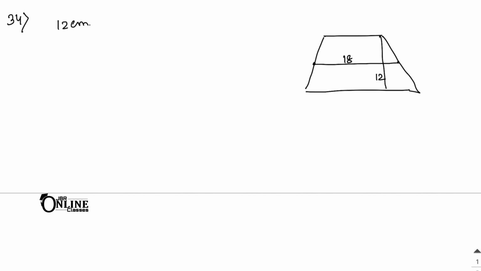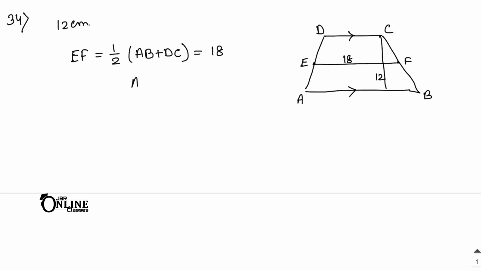So in that case, suppose E and F, that one is EF, and the trapezium is DCBA. So these lines are parallel lines. E and F are the midpoints. So you can write down that EF equals half of AB plus DC, and that equals 18. So that means AB plus DC equals 36. AB plus DC equals 36.